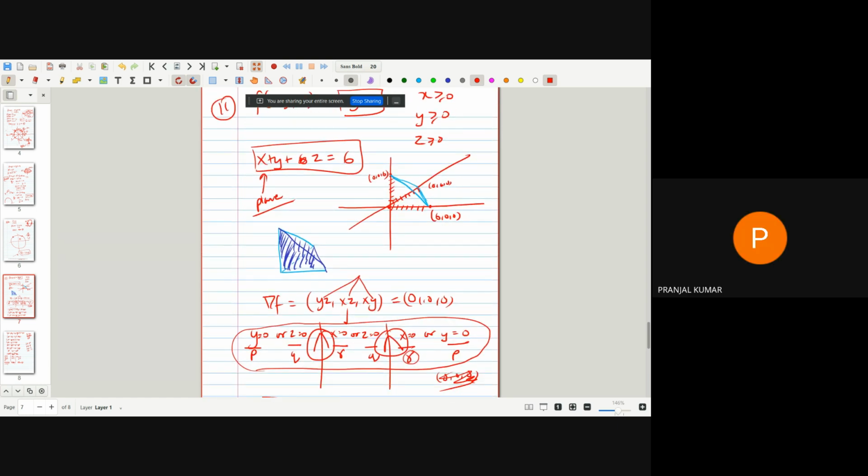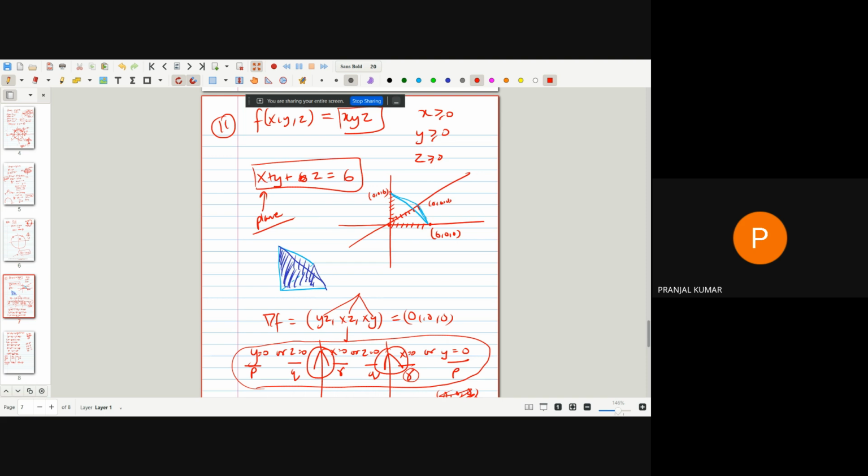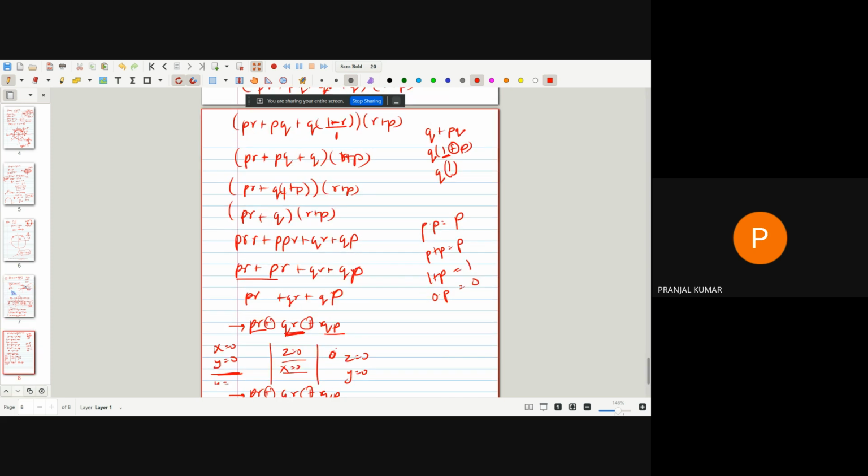Function value is 0 on all these points. So what are we left with then? So the value must be on this surface, not even on the corners. Are you getting this? Yeah, corners are already 0, sir. Corners are 0. Even on the boundaries, all the values are 0. You can see it from it.